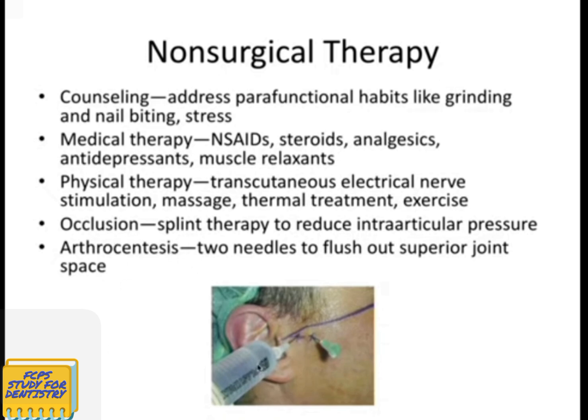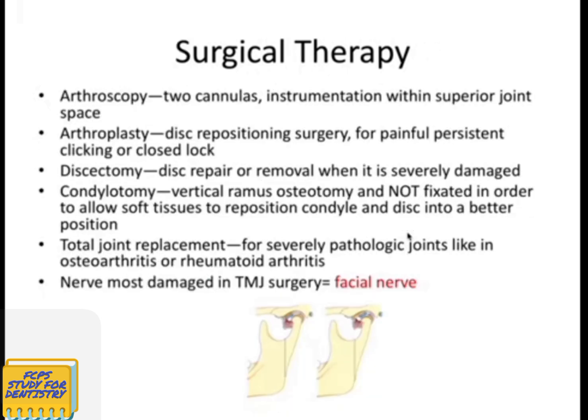Arthrocentesis involves using 2 needles to flush out the superior joint space. So I alluded to this a little bit earlier in the video, and so you actually have to puncture that capsular ligament we talked about before in order to access and then flush out the superior joint space. So you flush in some saline with this syringe and then flush out that needle there. So you have 2 needles in order to clean out that joint space.